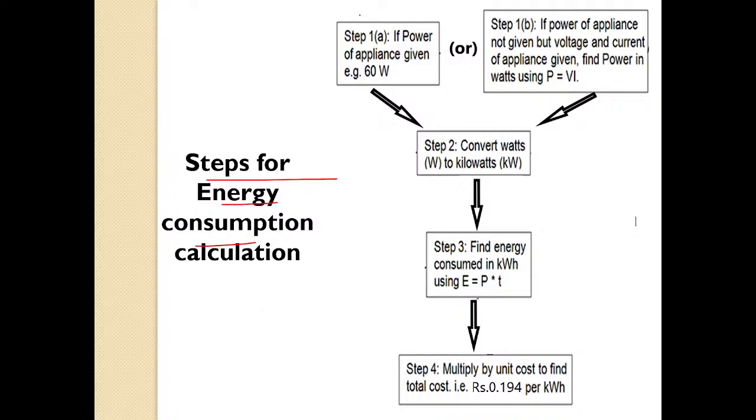So the first step is we must check for the power rating. How much power rating is there? For example, I have written 60 watts. If the power rating is not given, we have to see what the voltage rating and current rating of the given electrical appliance is. If you see the voltage and current rating of the appliance, you can measure power. What is the formula to measure the power? P is equal to V into I.